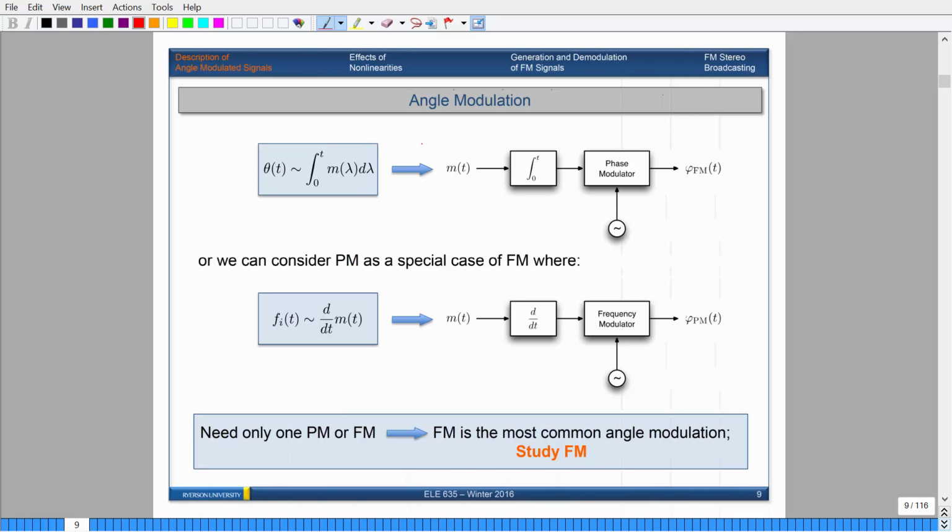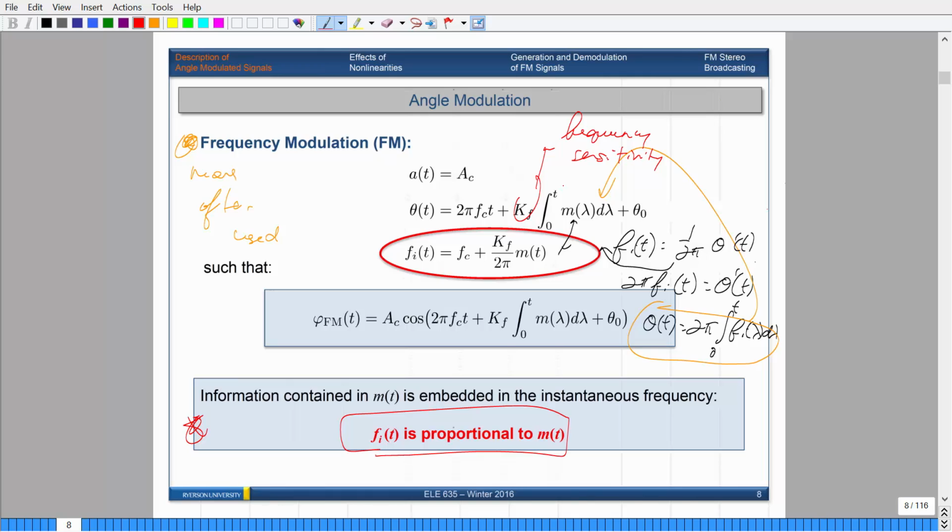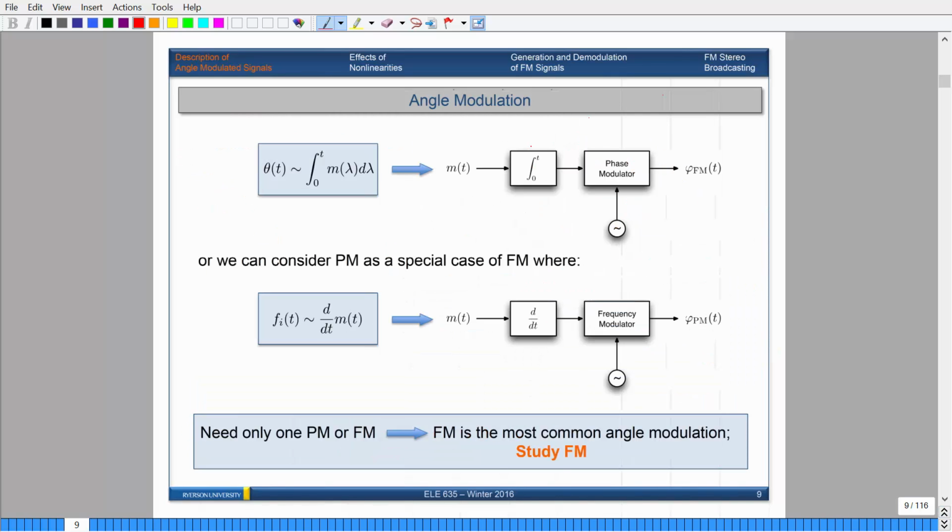Here's what I'm specifically talking about. If you wanted to generate a frequency modulated wave from the phase, you simply take the integral of your message, and use this as your phase. Then you use a phase modulator, and that will give you a frequency modulated wave. That's what this relationship is talking about: take the integral of your message, put it through a phase modulator, and you get a frequency modulated signal.